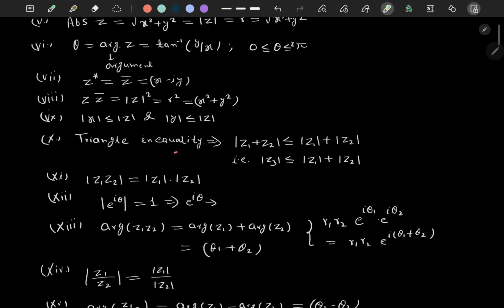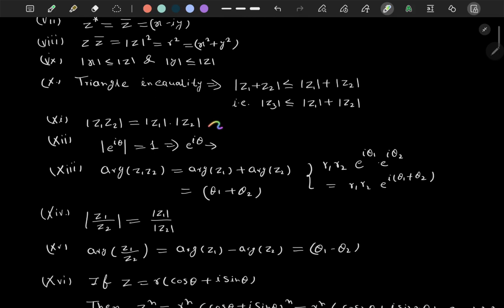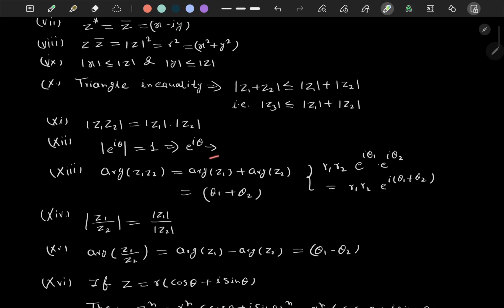Now the triangle inequality. Suppose there are two sides of a triangle, then the third side of the triangle will always be less than or equal to the sum of the remaining two adjacent sides. This is why it is called the triangle inequality. And mod z1 z2 will be mod z1 dot mod z2, and mod e raised to the power iota theta equals 1.